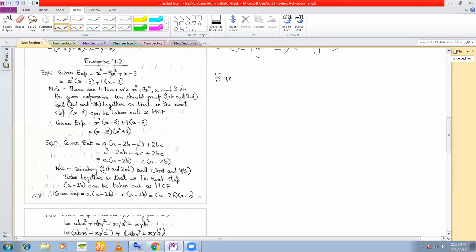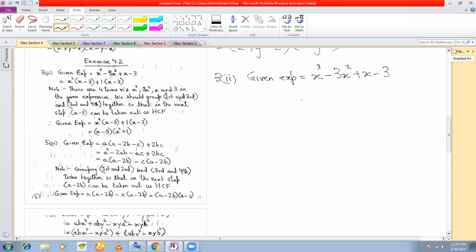Part 2. You have to factorize x cube minus 3x square plus x minus 3. Okay, how to factorize this? Again, by grouping of terms, we'll factorize this expression.